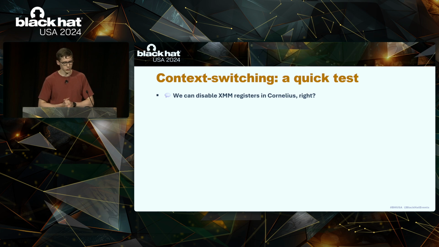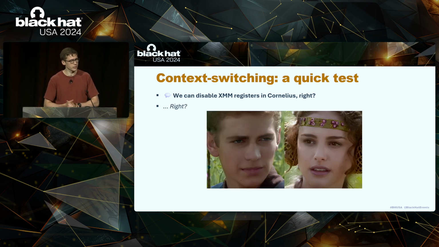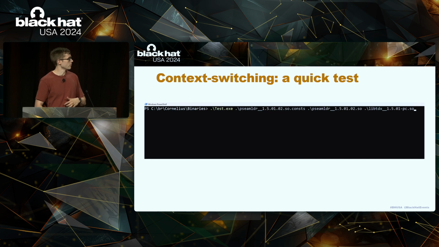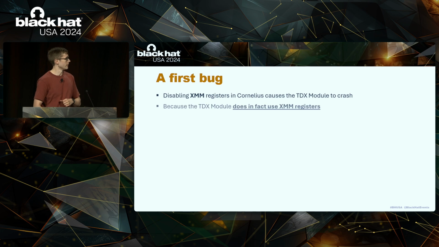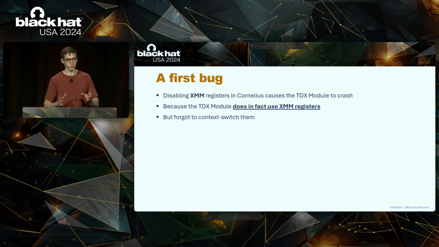So with that observation, we thought that, well, since the TDX module doesn't use XMM, then we can disable XMM in Cornelius, right? There shouldn't be a problem since the TDX module doesn't use these registers. So we made the change in Cornelius, and we reran the demonstrator that I showed you earlier. And as soon as we run it, we see that, in fact, the TDX module crashes in the VM. And the reason for that is that the TDX module does actually use the XMM registers, but forgets to context switch them during the SEAMCALLs and the SEAMRETs. And that's a bug that could be a vulnerability.